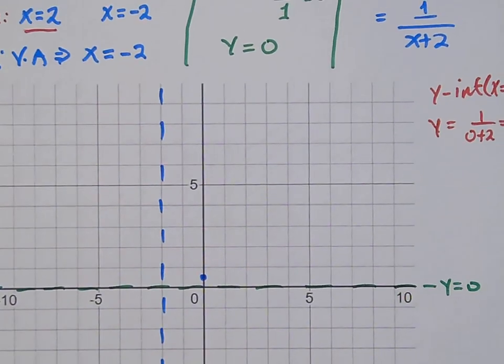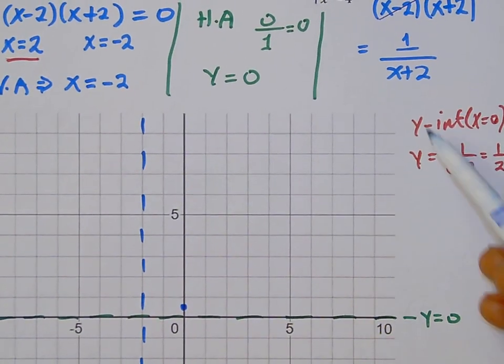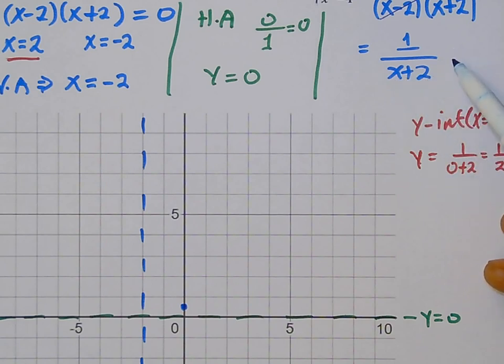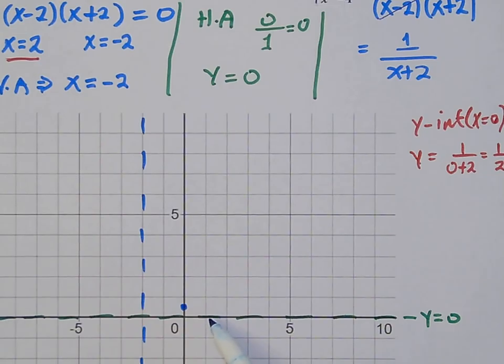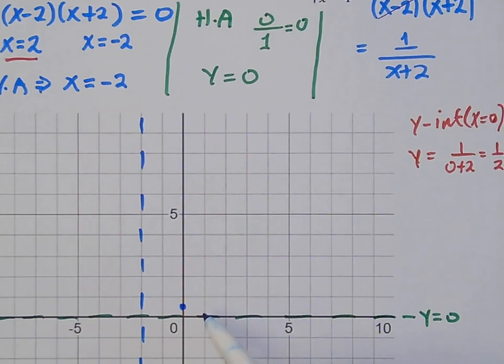So let's say I plug in x equals 1. If I plug in x equals 1, I'm going to get 1 over 1 plus 2. So that becomes 1 over 3. So if x is equal to 1, then y is equal to 1 over 3, which is 0.333. So something closer here.